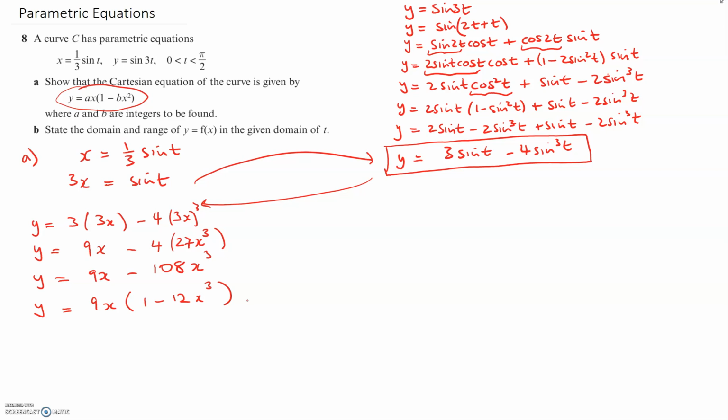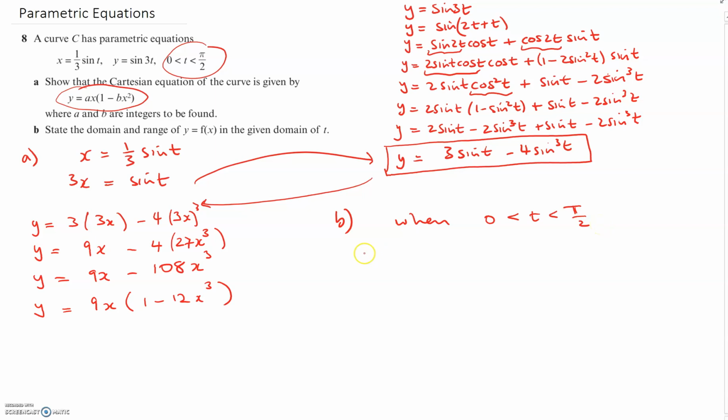Okay, in part B it says state the domain and range of y equals f of x in the given domain of t. Remember, the given domain of t is this, and so what I need to do is consider what happens to the x values and what happens to the y values in this given domain. So considering what happens when t takes values between 0 and pi over 2.